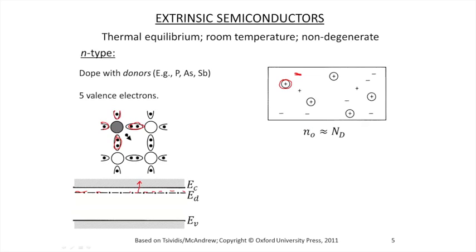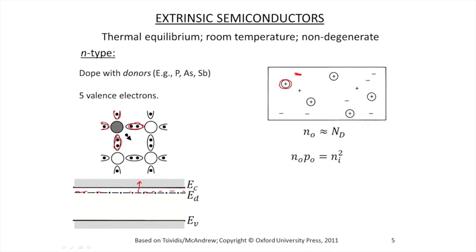The number of electrons at equilibrium is approximately equal to the number of donor atoms, because as I said already, each atom contributes 1 electron to the structure at room temperature. 0 here stands for equilibrium. ND is the concentration of donor atoms, measured in atoms per cubic centimeter, or atoms times centimeter to the -3, or simply in centimeters to the -3.